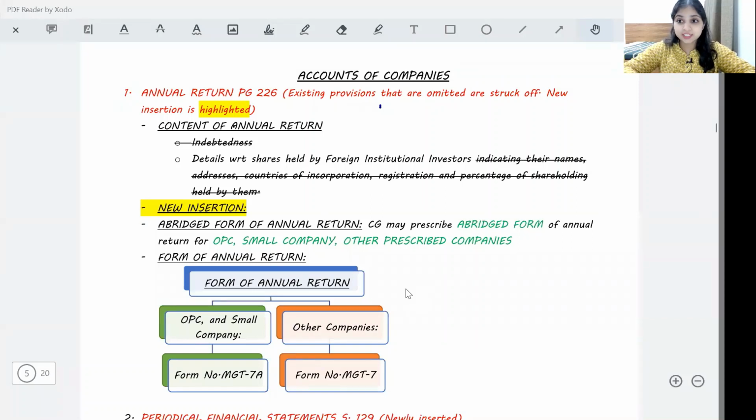Now going to the next chapter, accounts of companies. This is where the major amendments have been newly introduced. This is where you will be learning some important amendments, very, very significant from your examinations perspective. All right, let's begin. Let us see them one by one.